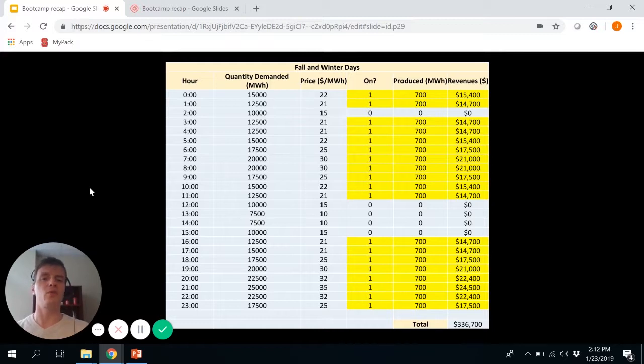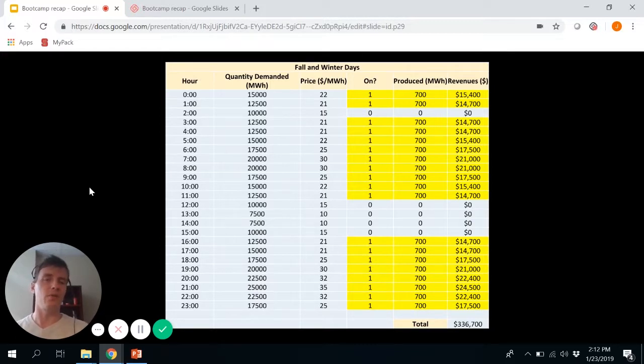And so those ones and zeros become useful when we want to actually calculate revenues, because then we can create a column on the other side of the on question mark that tells us how much electricity is produced. And so all we have to do there is put a little equation in that column where for every row in the produced megawatt hours, we're going to have that value equal to 700 megawatts times whatever the value is in the on column.